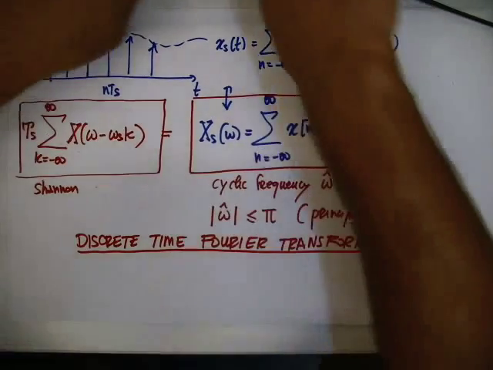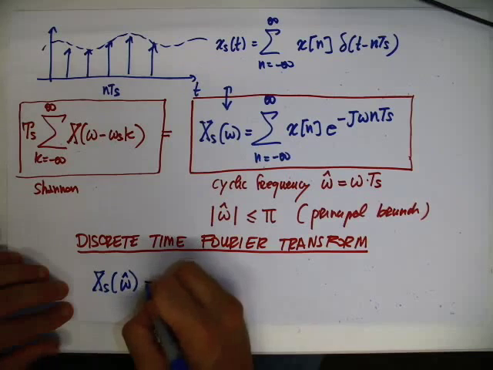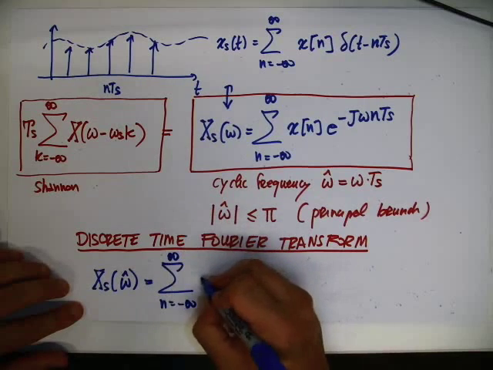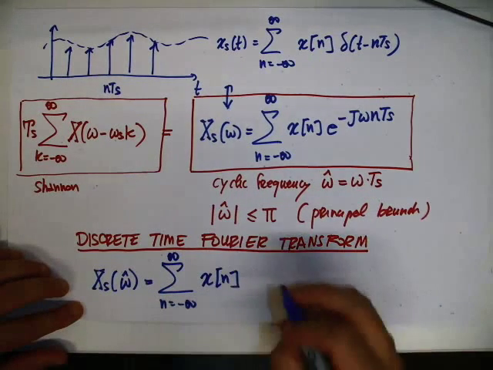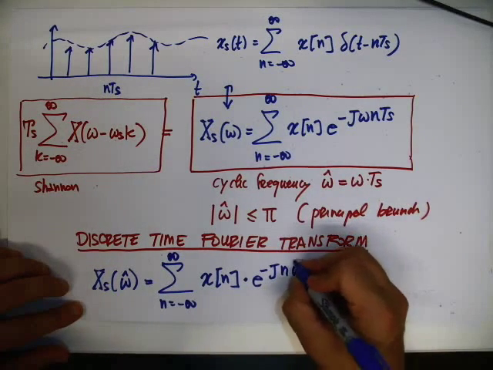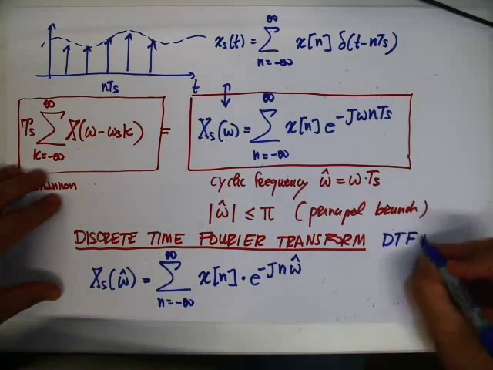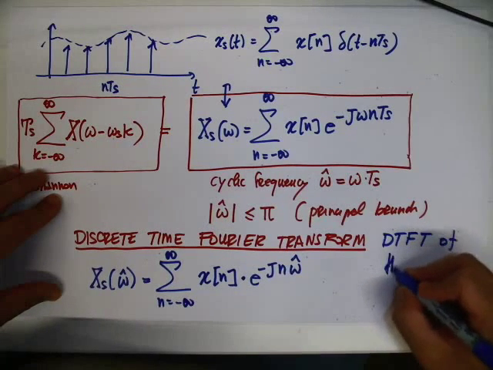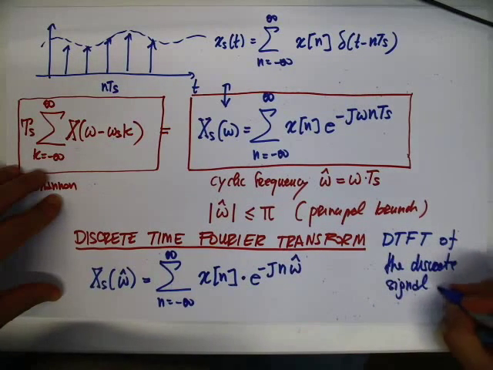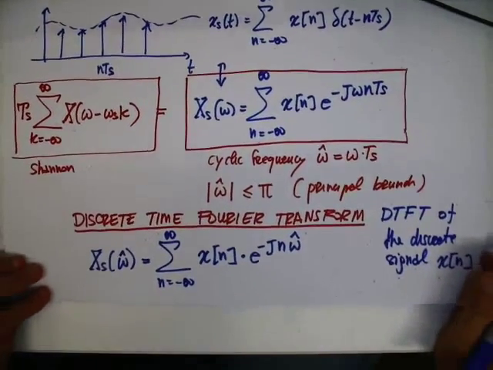Indeed, the discrete Fourier transform, we define it as X_s(omega hat) equal the infinite sum from n equal minus infinity to infinity of the discrete signal times e to the minus j n omega hat. Okay? This is the DTFT of the discrete signal x[n]. That's how we define it.